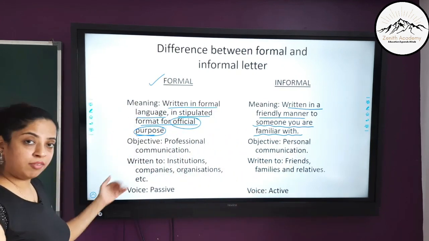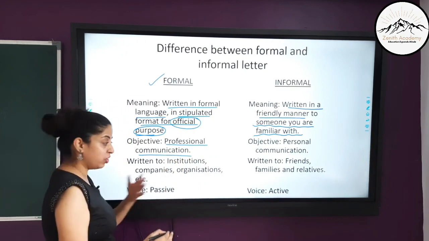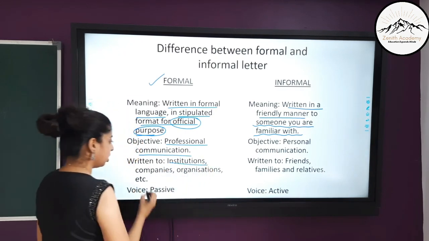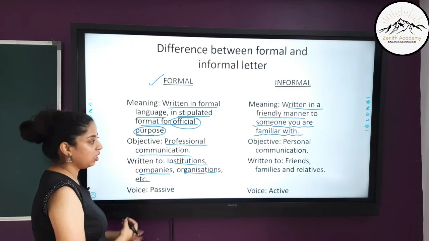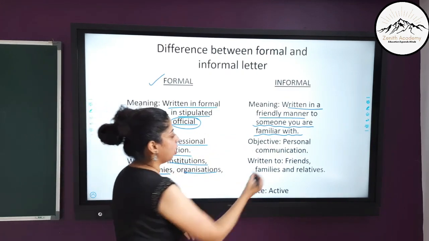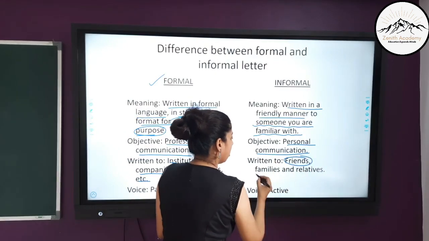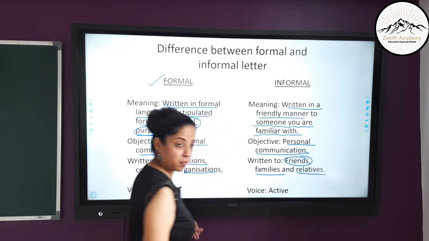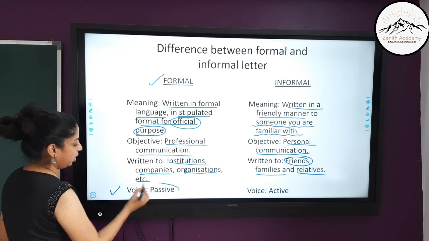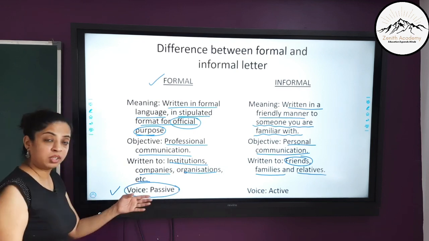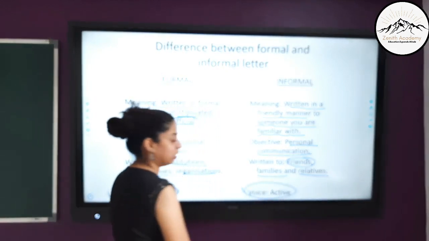Now, what is the objective of writing a formal letter? It is a professional communication and it is written to institutions, companies, organizations, etc. Okay. Whereas this is a personal communication and it is written to friends, families and relatives. Should always remember the voice of a formal letter should be passive. So it should be written in passive voice, whereas informal letter should be written in active voice.